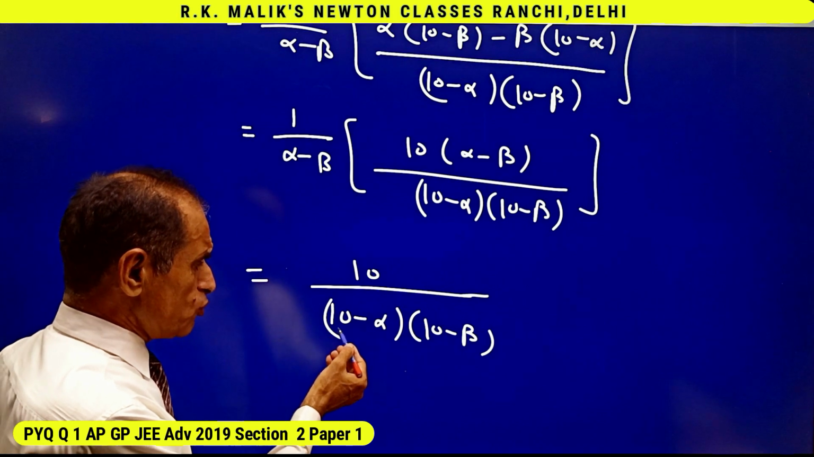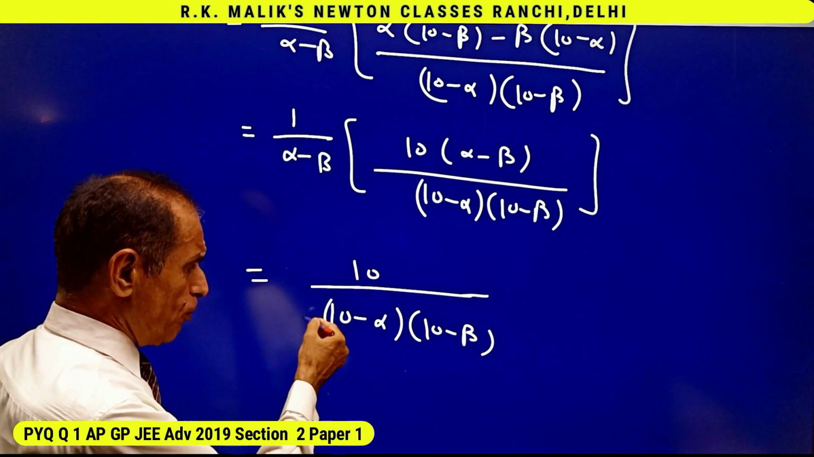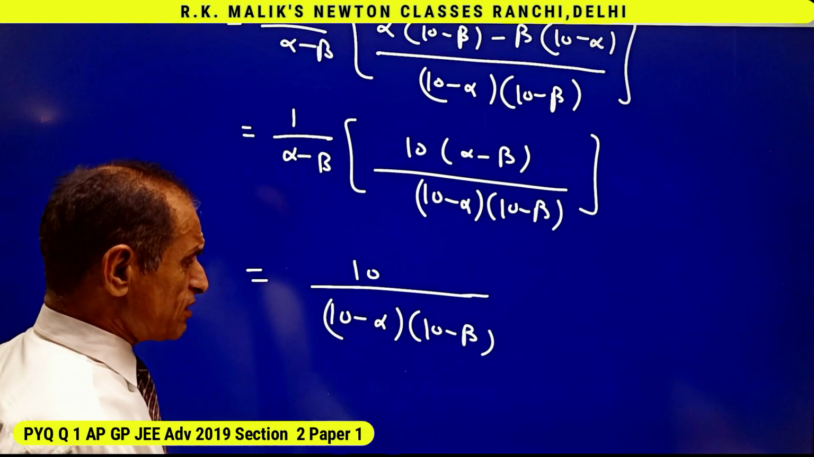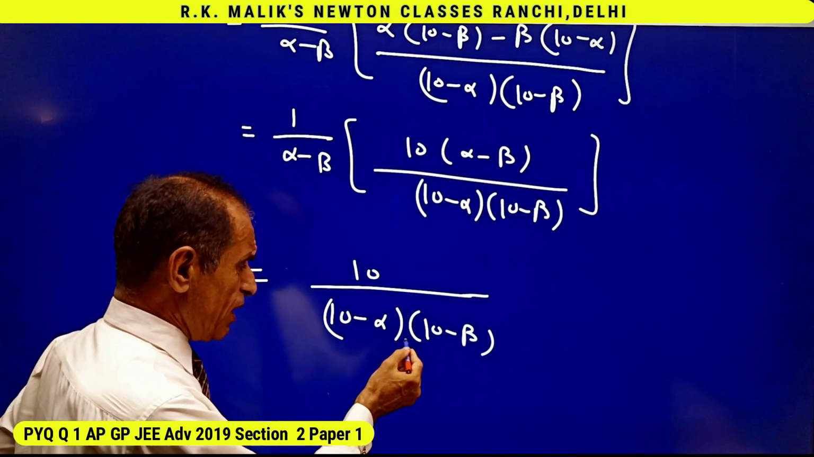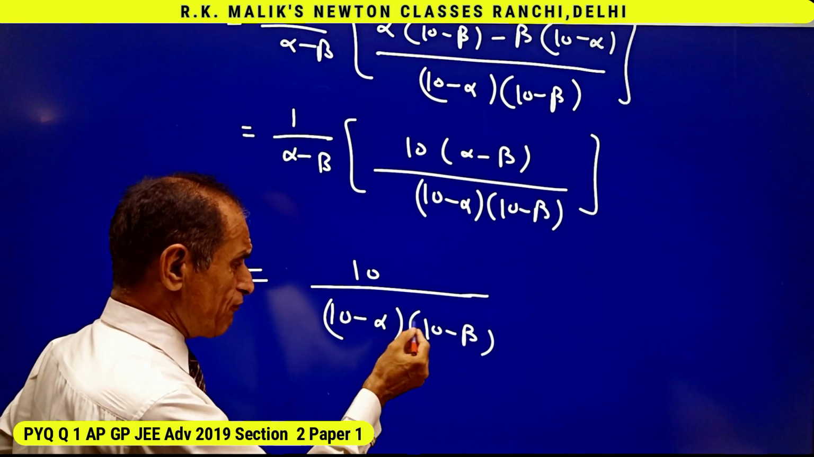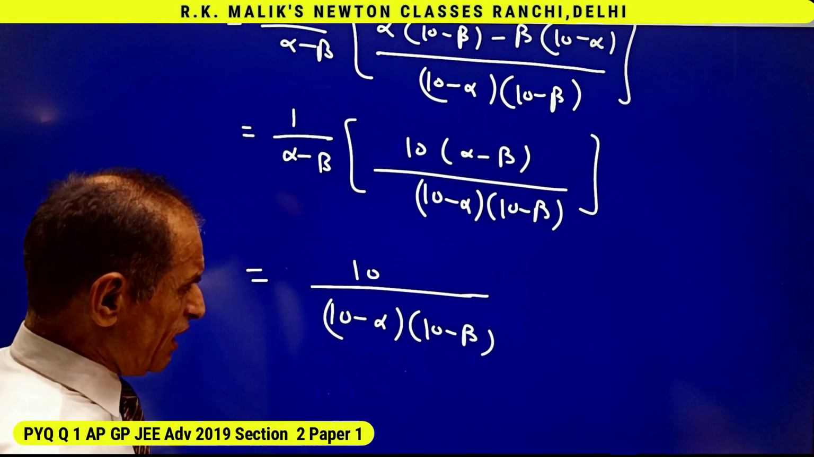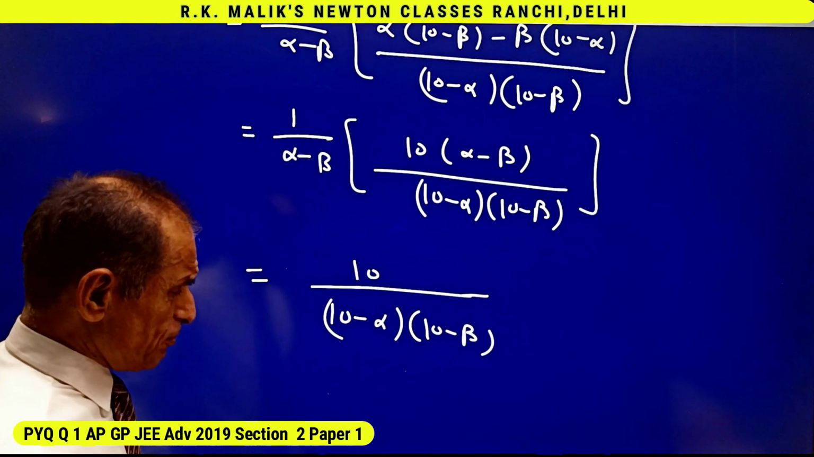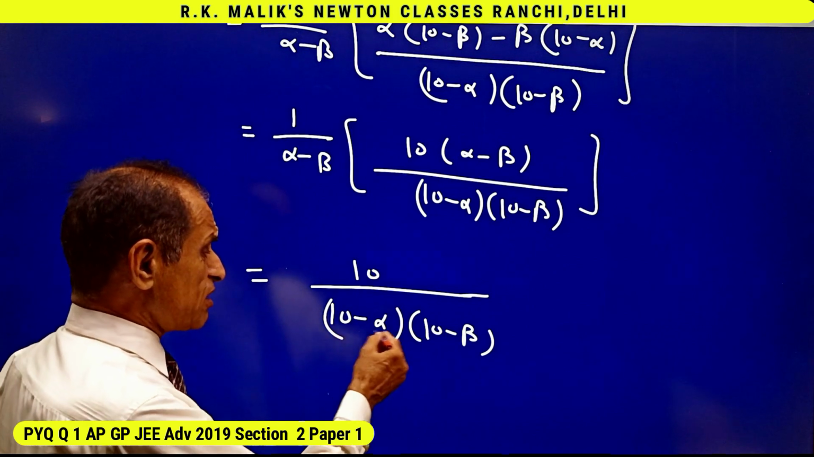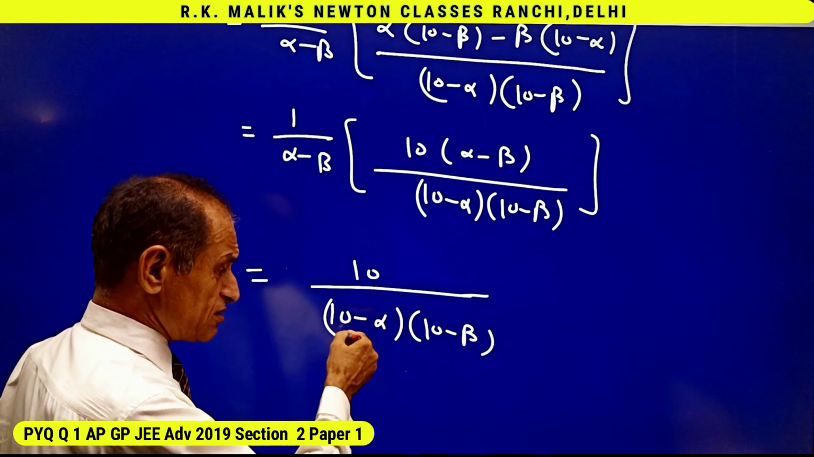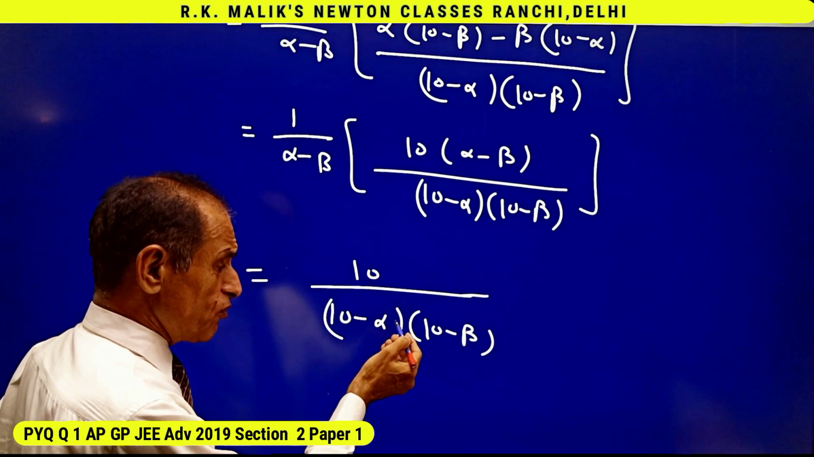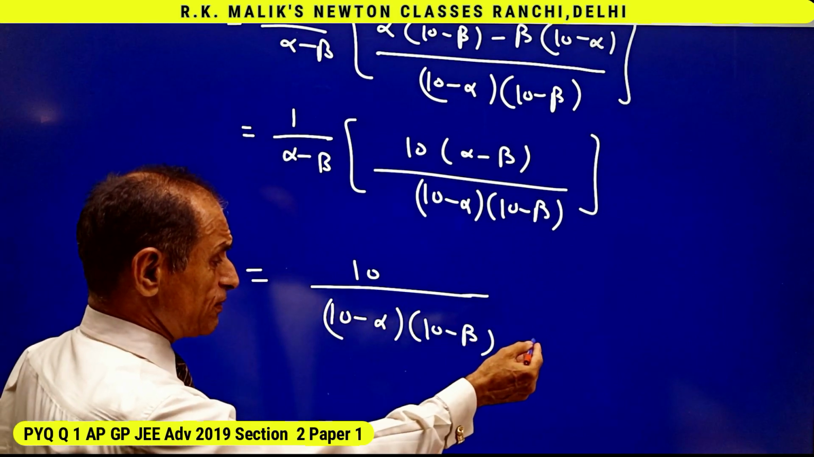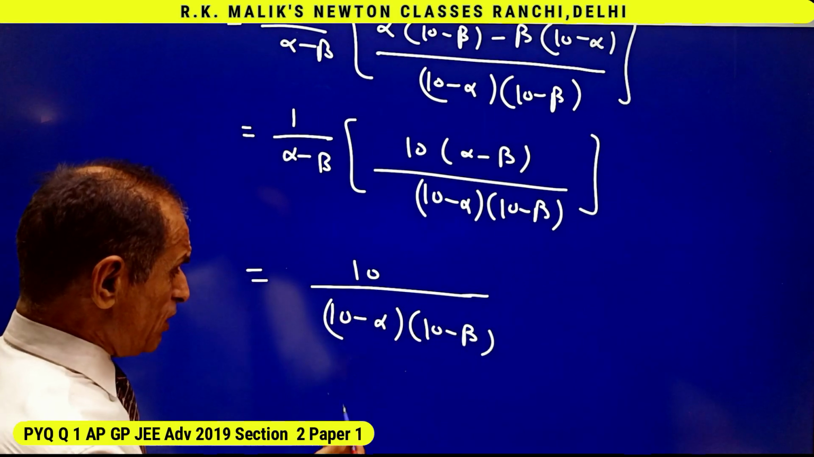After this step, most of the students will do it in this way. They will open this bracket, and after opening, they will multiply these two brackets, and after multiplying, they will put the value of alpha plus beta and alpha into beta. Agreed, that is not wrong, but the way I'm going to tell you is a smart way. And in case there are three terms, my way will be very smart as compared to opening the brackets if there are three brackets.